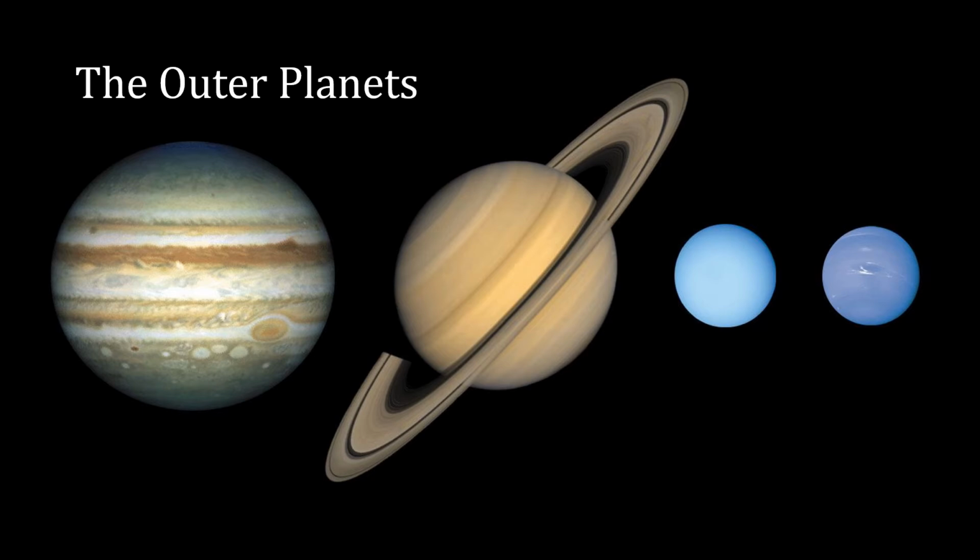So here we can see the 4 remaining planets of our solar system. This one here is Jupiter, largest planet in our solar system. This one is Saturn, with the really nice rings. This is Uranus, and this is Neptune. And that marks the end of the solar system in terms of the planets. So let's take a bit of a deep dive into this part of the solar system.